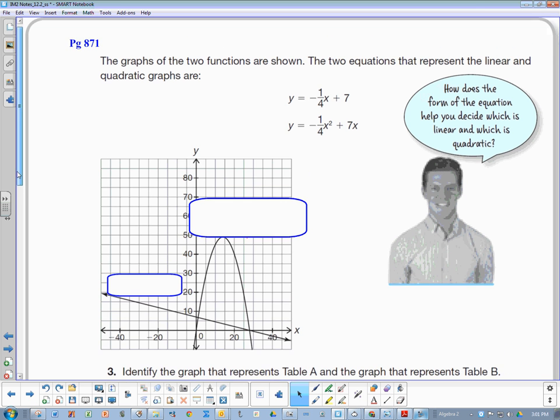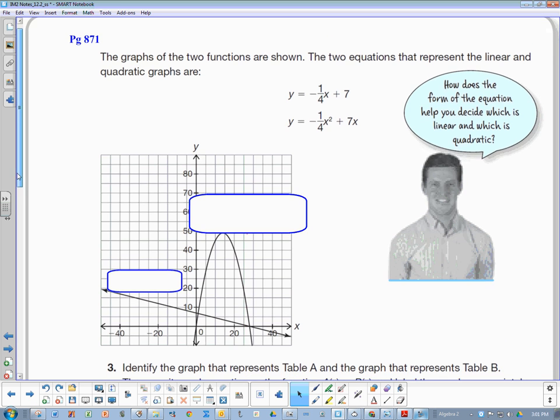Page 871. It says here, the graphs of two functions are shown. The two equations that represent the linear and quadratic graphs are, so we're given two equations here. Take a look at them. I noticed that the degree of the first one is 1, and the degree of the second one is 2. That's a little bit more than what our book does, but that's called a degree.